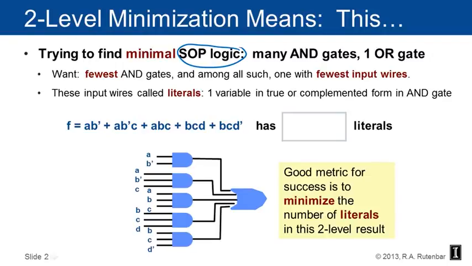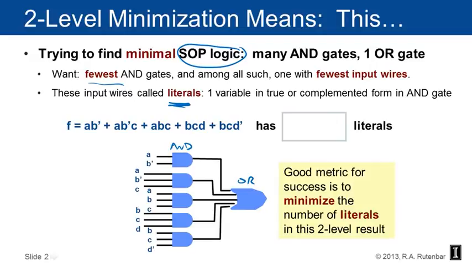What is our goal for minimization here? Well, it means that we want the fewest AND gates, and so I'm showing you all the AND gates here. We want the fewest AND gates in the design, and among all such designs that have the same number of AND gates, we would like the one with the fewest input wires. And there's a name for those input wires. They're called literals. It's the appearance of a single variable in true or complemented form in an input to an AND gate.